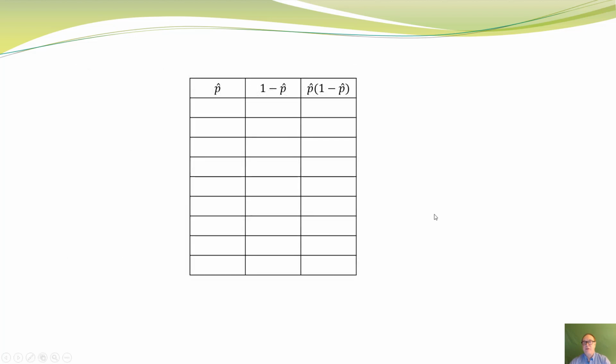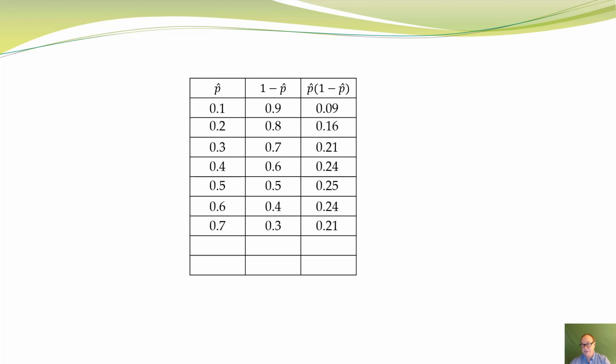Now, let's look at what happens when you take p-hat times 1 minus p-hat. Some examples. Okay, if p-hat was 0.1, 1 minus p-hat would be 0.9. We multiply, we get 0.09. Now let's move p-hat up to 0.2, 1 minus p-hat, 0.8. We multiply, 0.16. Now we do it for 0.3, we get 0.21. 0.4, you get 0.24. 0.5, you get 0.25. 0.6, 0.4, 0.24. 0.7 gives 0.21, 0.8 gives 0.16.